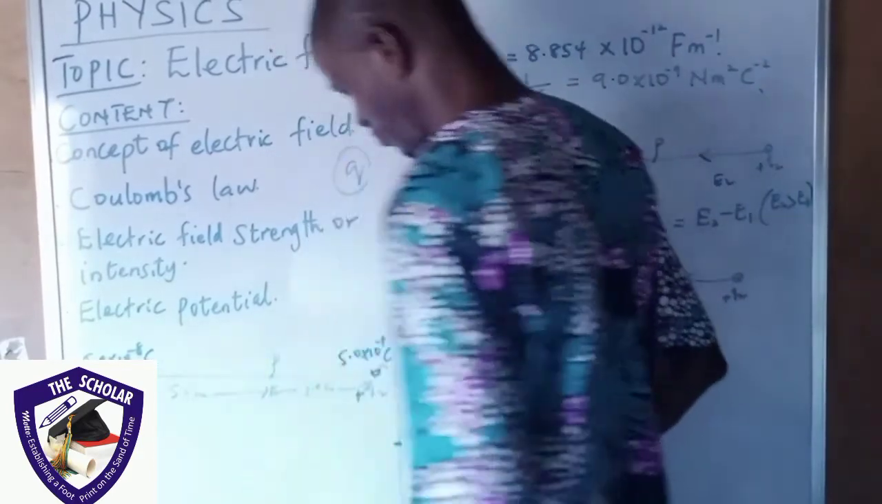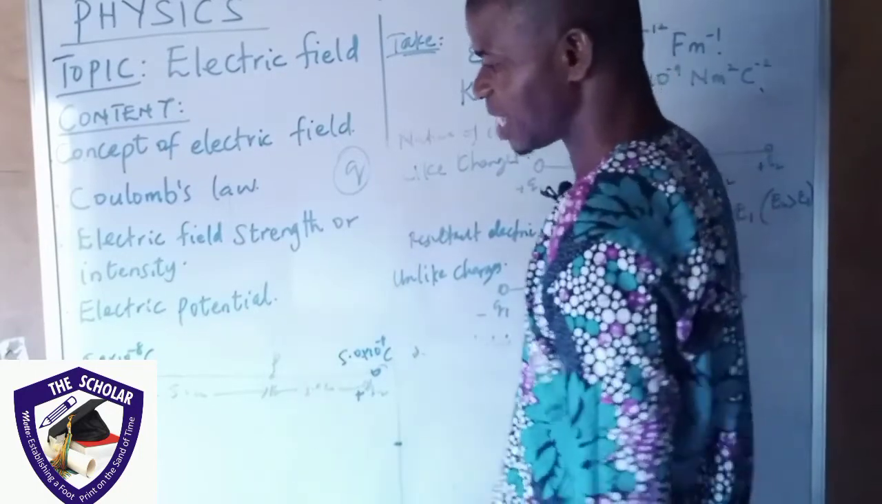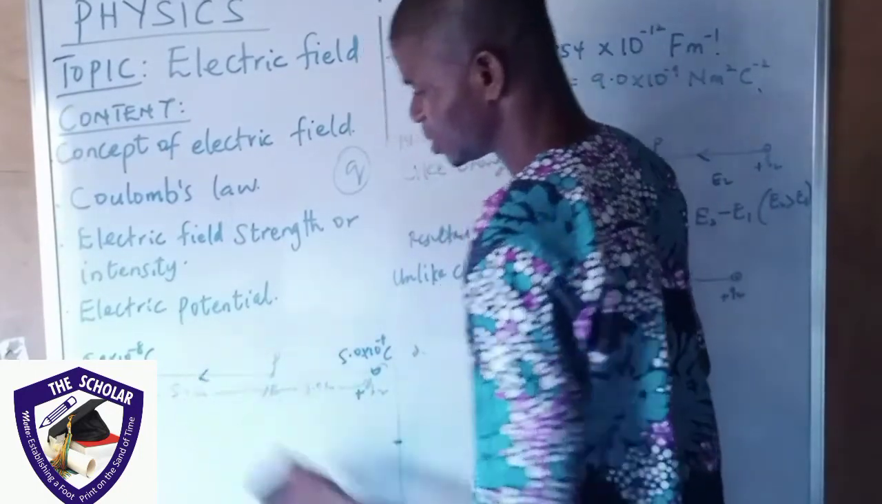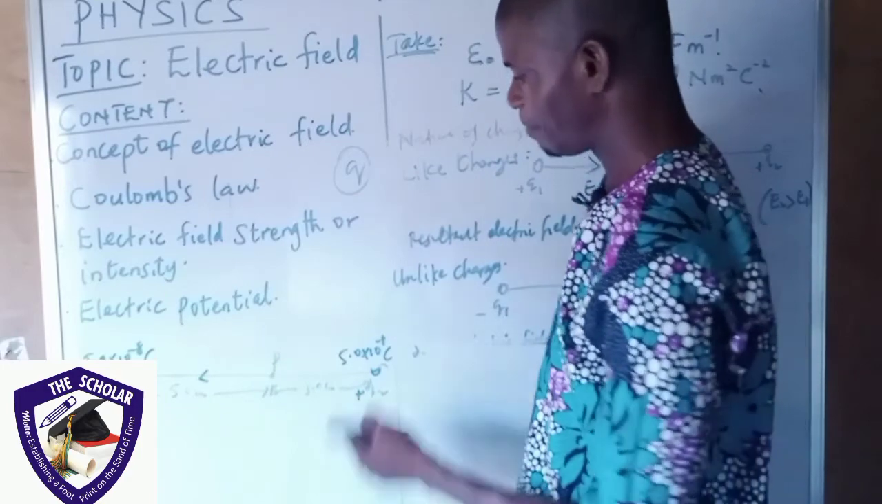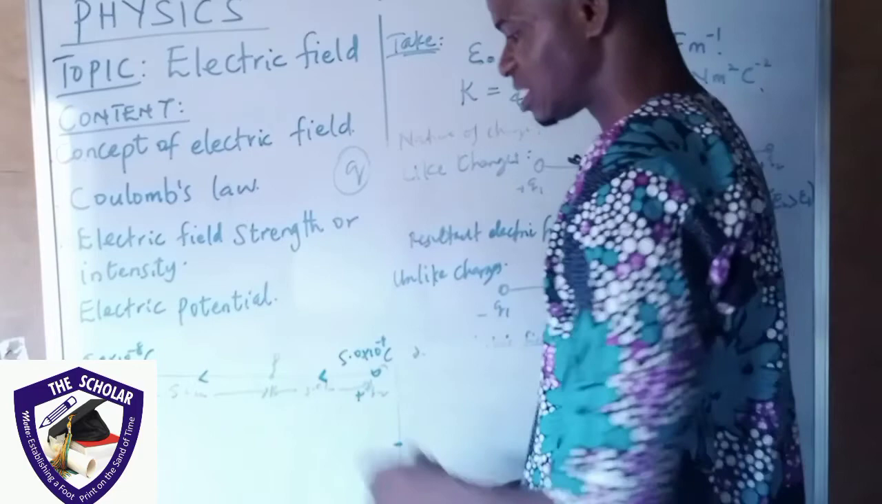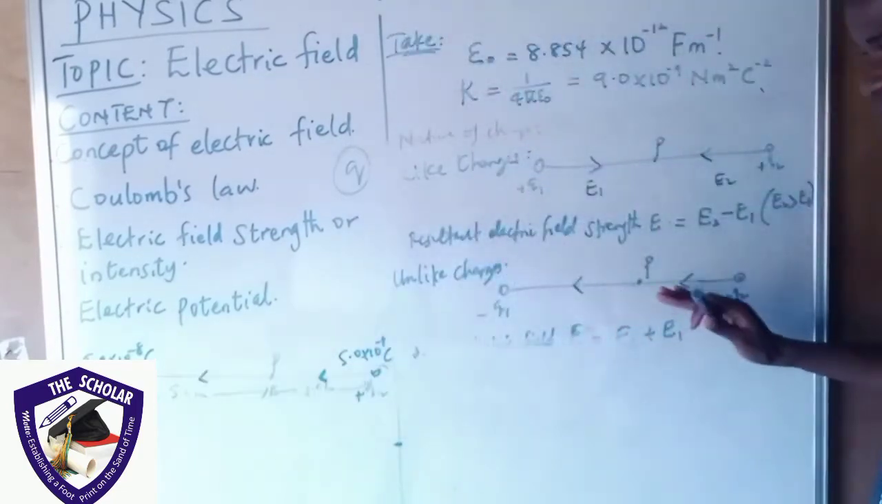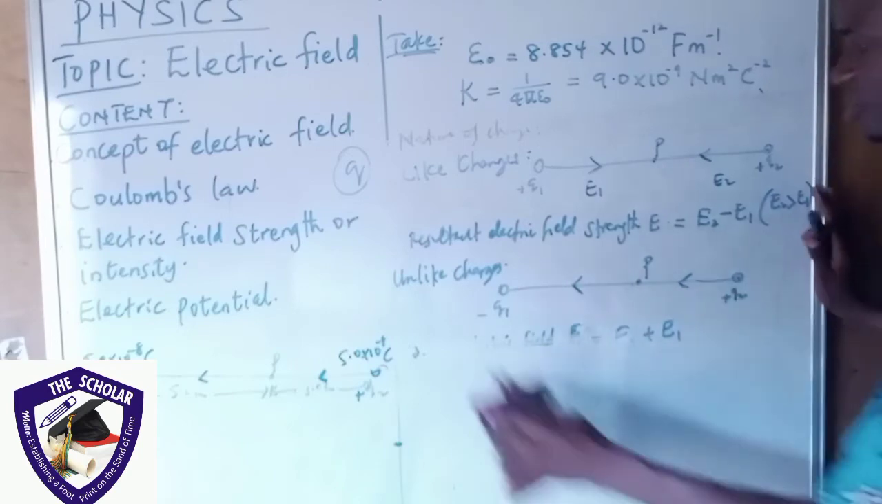Q1 is negative, Q2 is positive. So what do you think will happen here to P? It means that P will be attracted to Q1 and P will be repelled away from Q2. So it means the arrows will point in the same direction, which means you are going to apply the second formula that I have on the board.